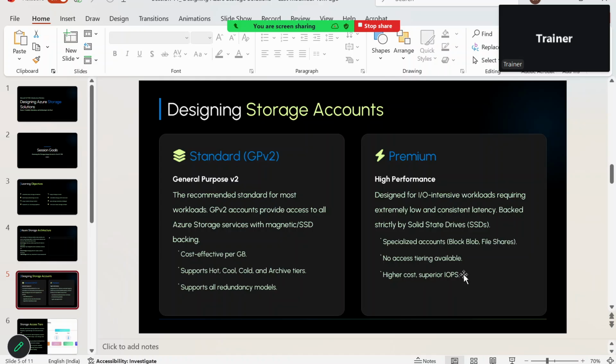Okay. So now our next subtopic will be designing the Azure Blob Storage access tiers, lifecycle management, and data optimization strategy.